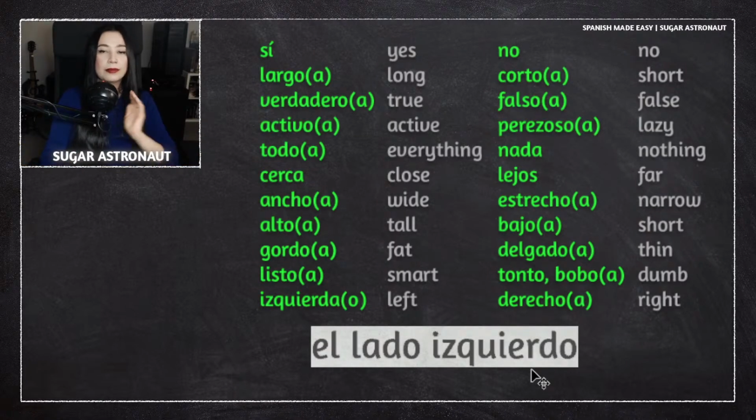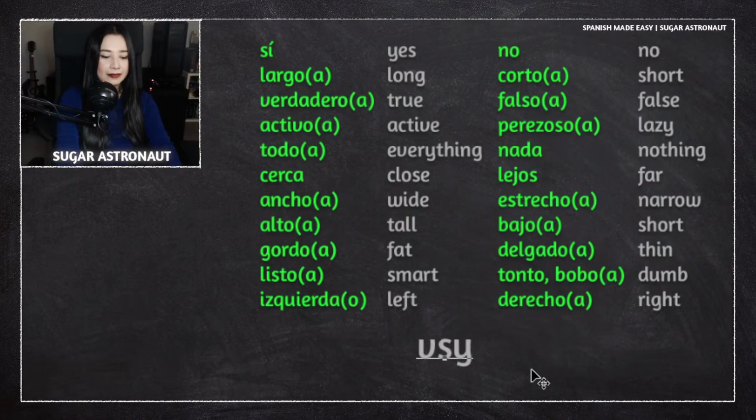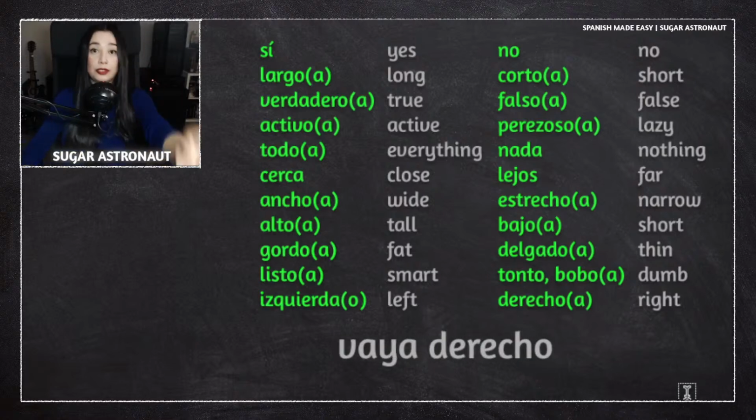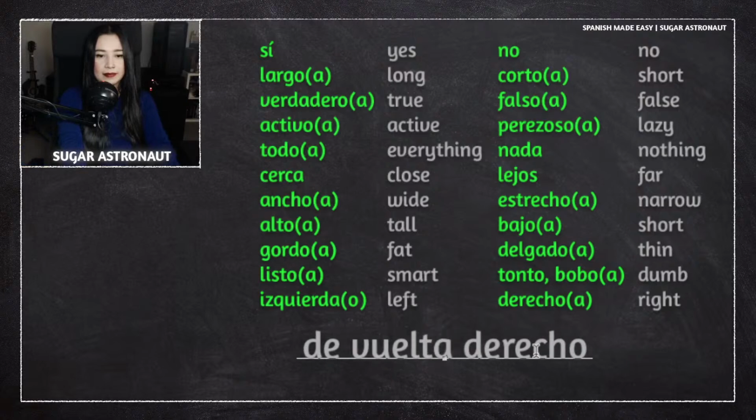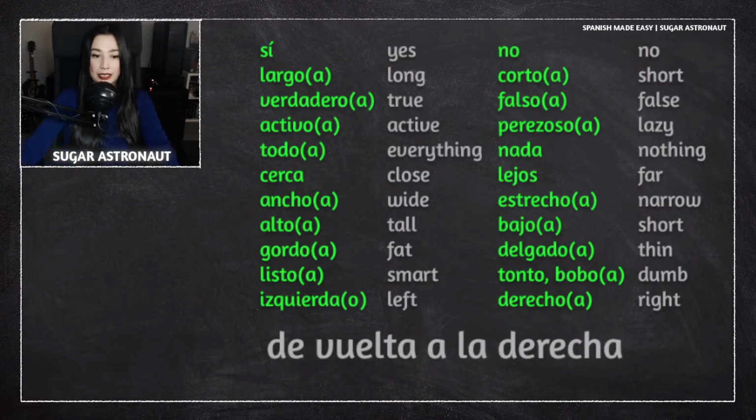And derecho means right because that's the opposite of izquierda. But it can also mean straight. For example, you can say vaya derecho. Go straight. So it's very tricky. Or you can say de vuelta a la derecha. Turn right. So it depends on the situation. It depends on what you want to say.